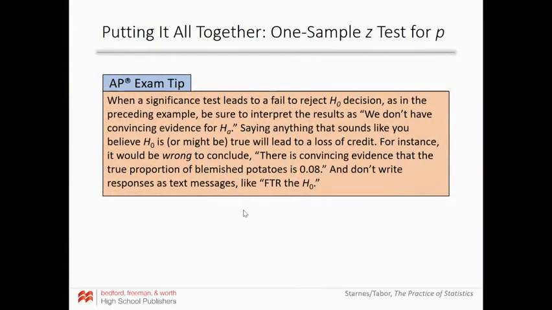Some tips here. Always make sure that if you fail to reject your H naught, remember: you either reject H naught or you fail to reject H naught. We never have evidence to support H naught. It's either reject it or fail to reject it. But be sure to interpret the results as we do not have convincing evidence for HA if we fail to reject H naught. So if you fail to reject H naught, then we always follow it up with we do not have convincing evidence for HA, and state what HA is in context.